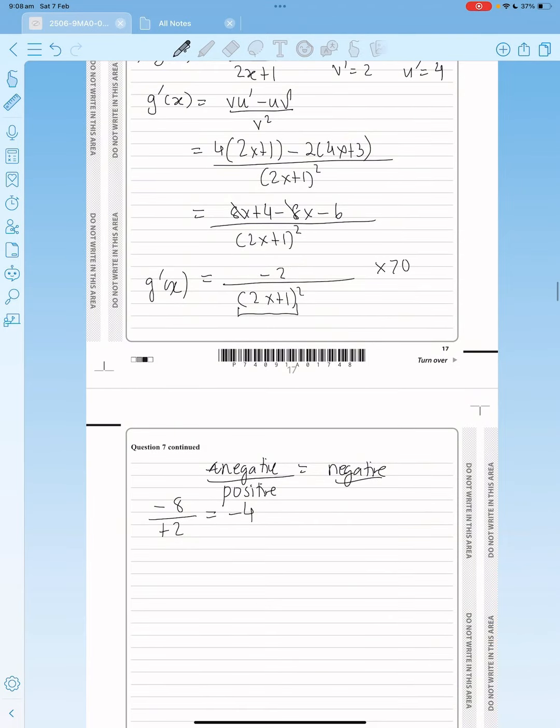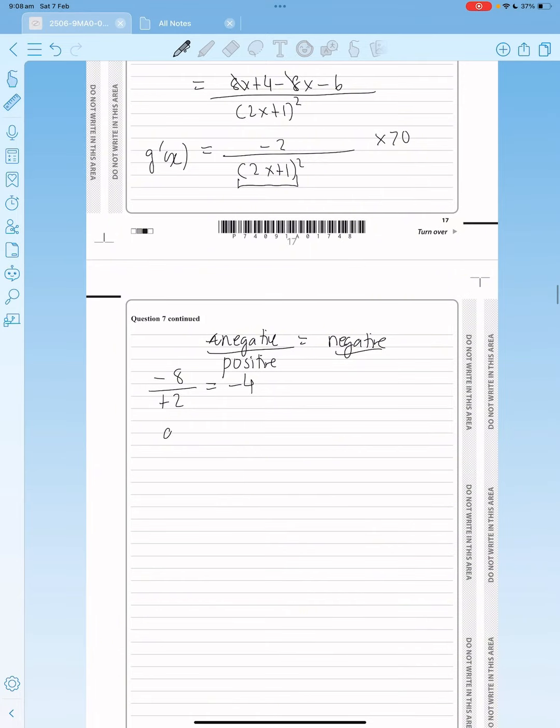Therefore, for x greater than 0, the derivative must be less than 0. So therefore, you can say that g dash of x is less than 0 when x is greater than 0. Therefore, g of x must be a decreasing function.